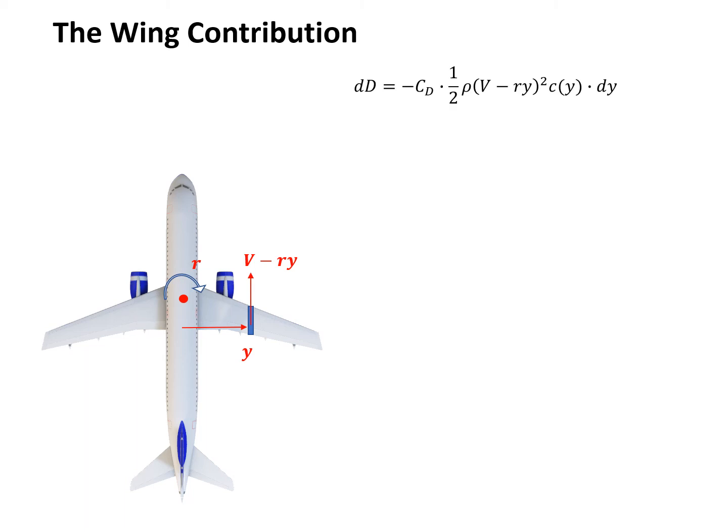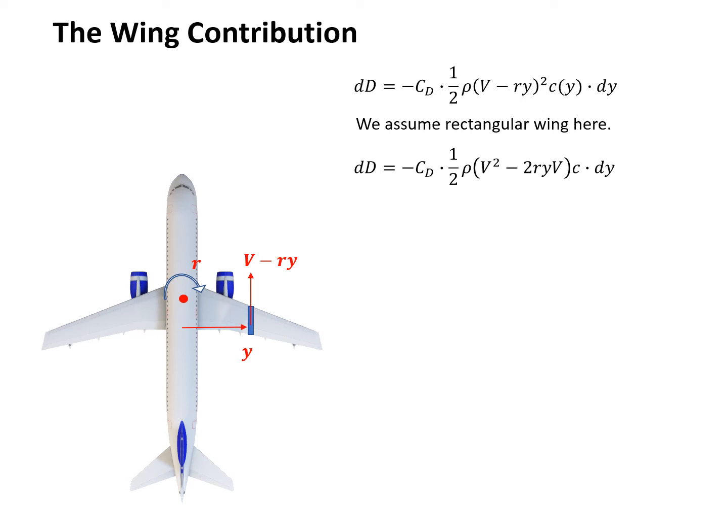Okay, so then we can write down the incremental drag. It's minus CD times half rho V, and now the V is (v minus ry) squared, times c(y) times dy. c(y) is the chord, and we should know that for a general wing, the chord changes along the span. In order to make the derivation more straightforward, we now assume c is a constant. It's a rectangular wing, so the chord is constant.